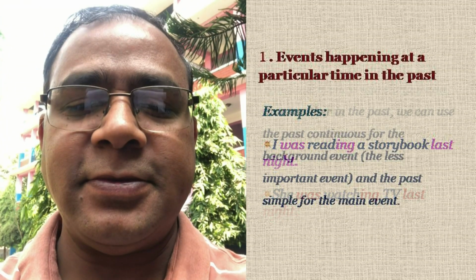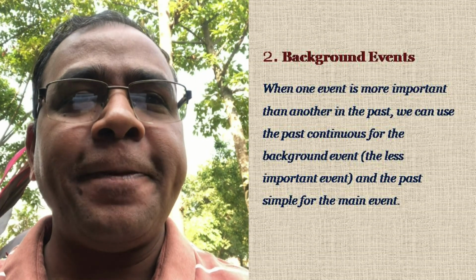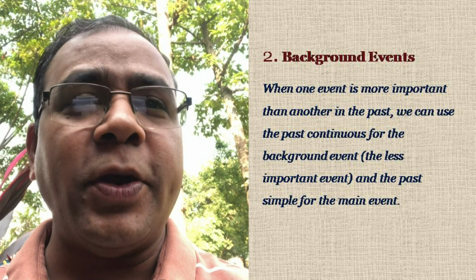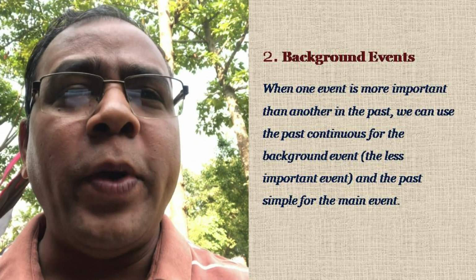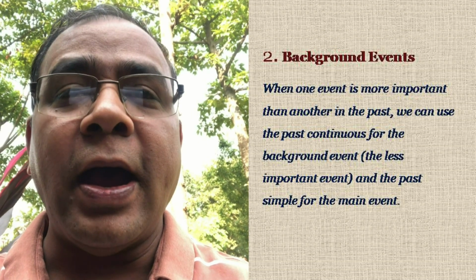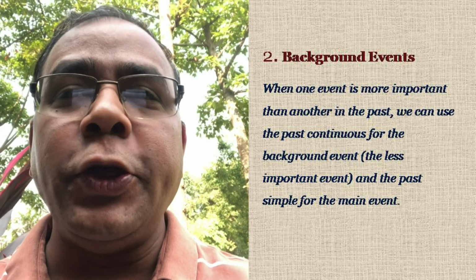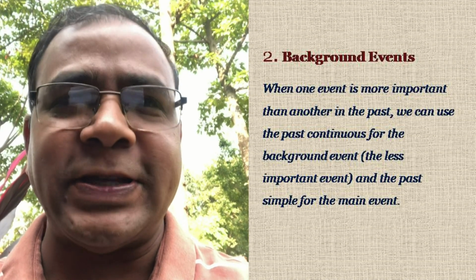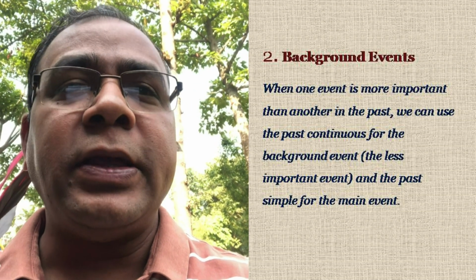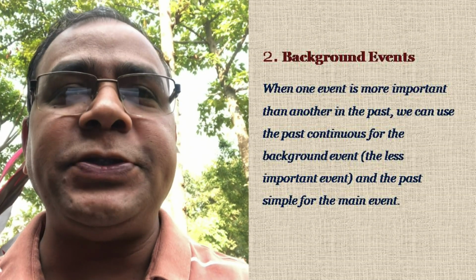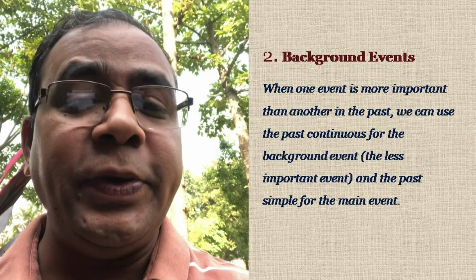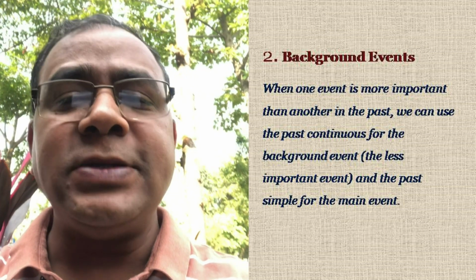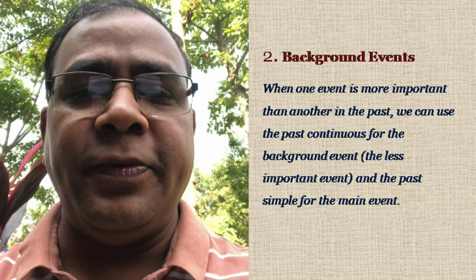Let us go to the second. The next place is for background events. Okay, what are background events? See, when one event is more important than the other in the past, we can use the past continuous for the background events, the less important one. And use the past simple for the main event. Okay, that we need to understand well. Something was going on in the background, and at that time something happened. So that is what we are trying to understand.